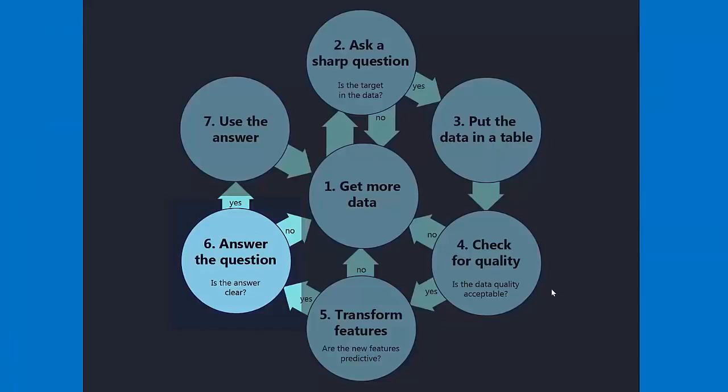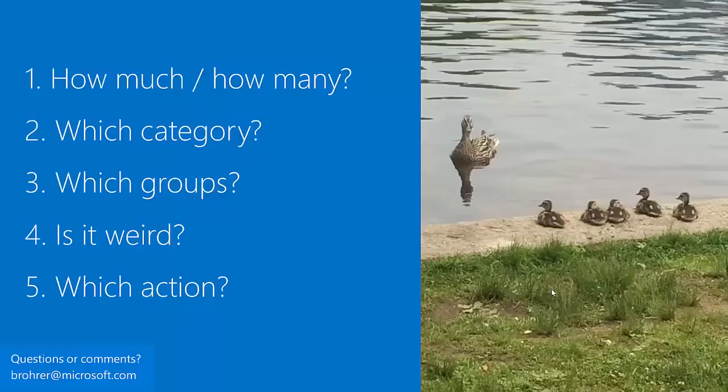Now, you've taken your data, you've asked a sharp question, put it in a table, checked it, it's high quality, you've done your feature engineering, and now you're ready to answer your question. What you're looking for is whether that answer is clear, whether it lets you do what you want to do. This is where machine learning comes in. It uses statistics to look at patterns in the past to predict patterns in the future.